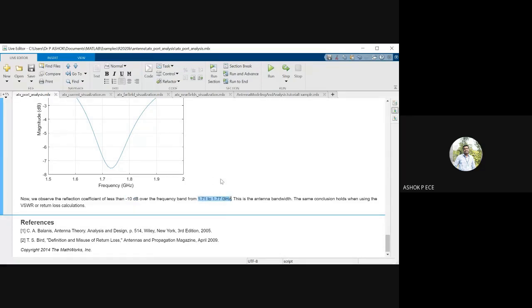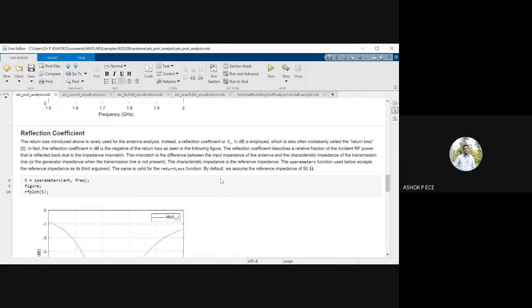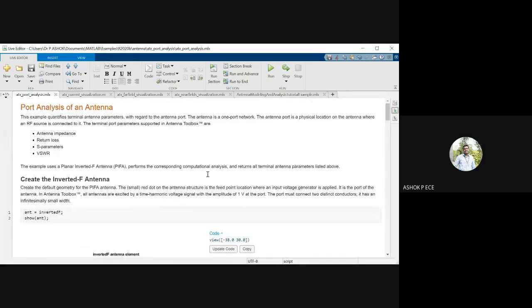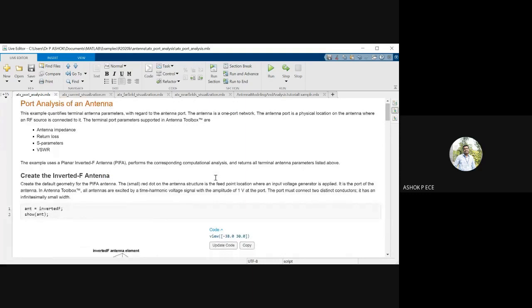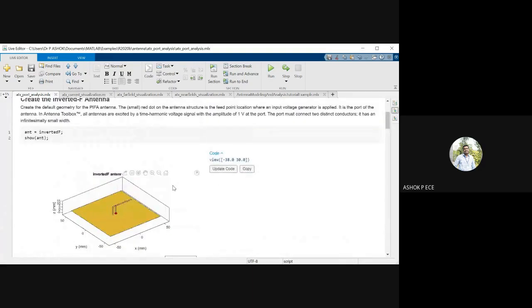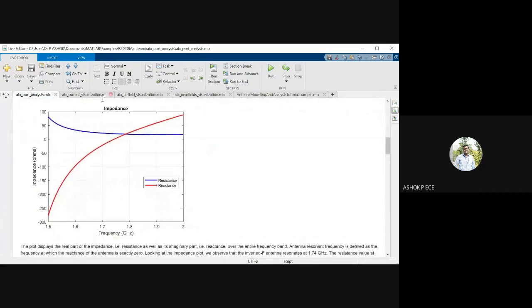So when it's upright, it is going to have a bandwidth of 60 megahertz. The bandwidth is 60 megahertz. This is a simple antenna two-port analysis, analyzing the antenna. We have designed the antenna first. We have plotted the impedance and reactance.